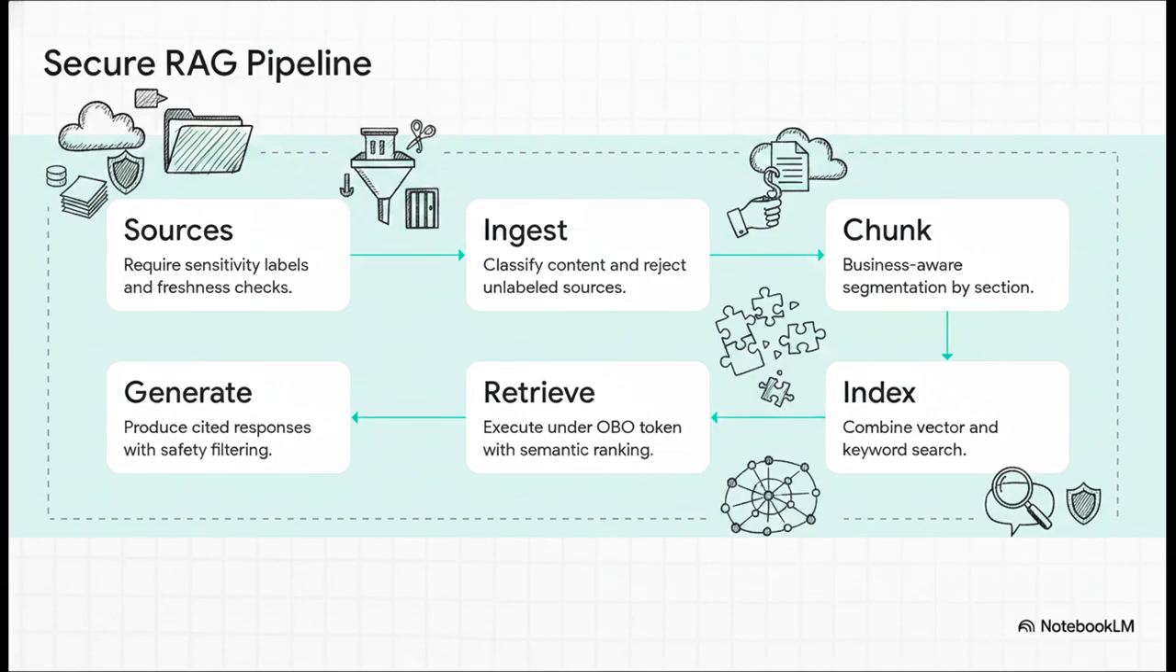This outlines the strict 6-step pipeline every single knowledge-grounded agent must follow. We go from sources to ingest, chunk, index, retrieve, and finally, generate. Now, I know it sounds so fast and simple when you just list them out in a row like that, but remember, Anir has to defend every single one of those 6 steps to the CISO. There are absolutely no hand-waving shortcuts allowed in this pipeline.